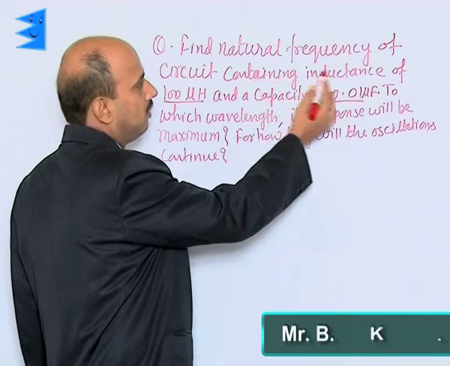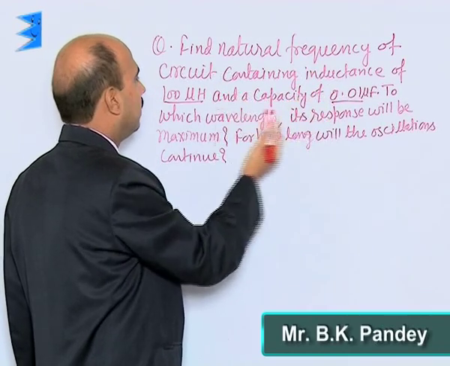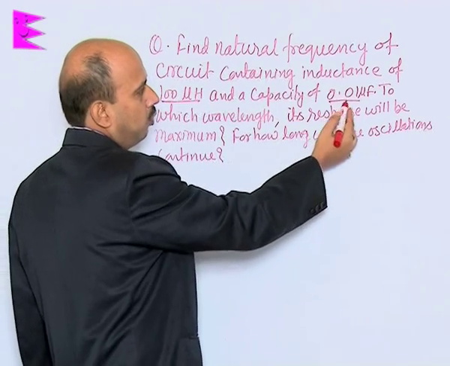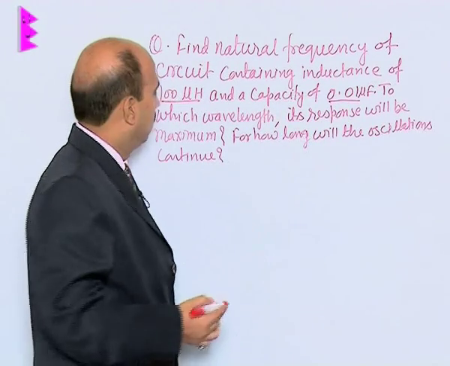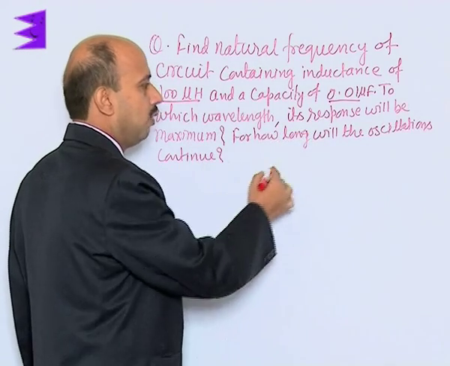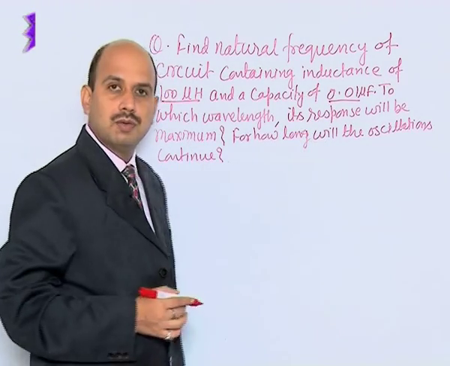Now, see here. Find the natural frequency of a circuit containing an inductance of 100 microhenry and a capacitor of 0.01 microfarad, to which wavelength its response will be maximum, and for how long will the oscillations continue.